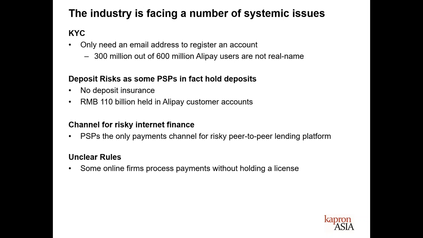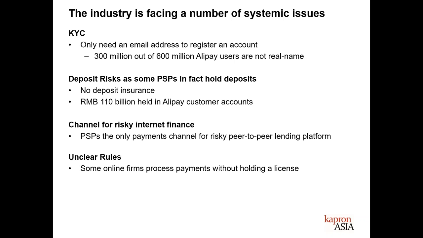For a long time, the only thing you needed to register an account with a payment service provider was an email address, which could be completely anonymous. You could just have a random email address, register an account and then start sending money. So that's a big problem for fighting financial crime like money laundering. And a lot of consumers really didn't have their real names and their identities linked to their payment methods. Like 300 million out of 600 million Alipay users are still not real name.